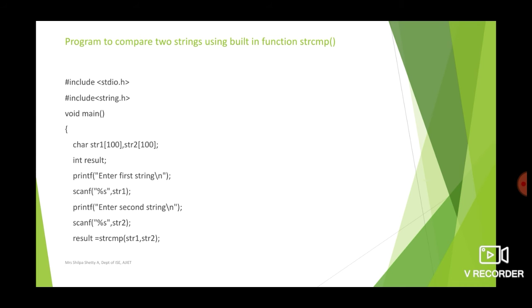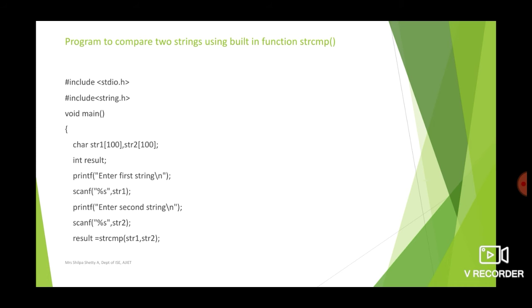So now let us use the string compare function to find whether two strings are equal. #include <stdio.h>, #include <string.h>, void main, char str1[100], str2[100]. So the strings are str1 and str2. Then int result. I told you this function returns an integer value, so we need to declare an integer, int result.